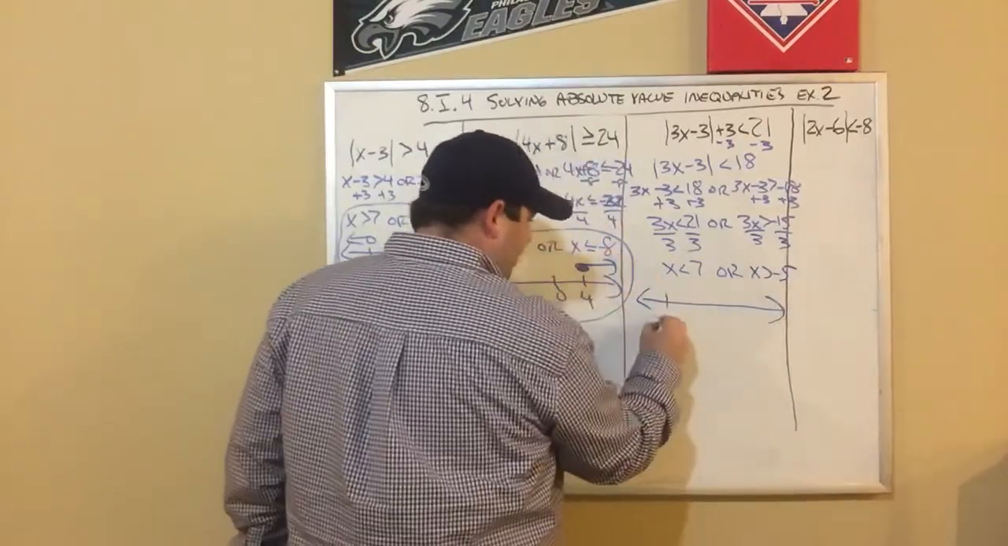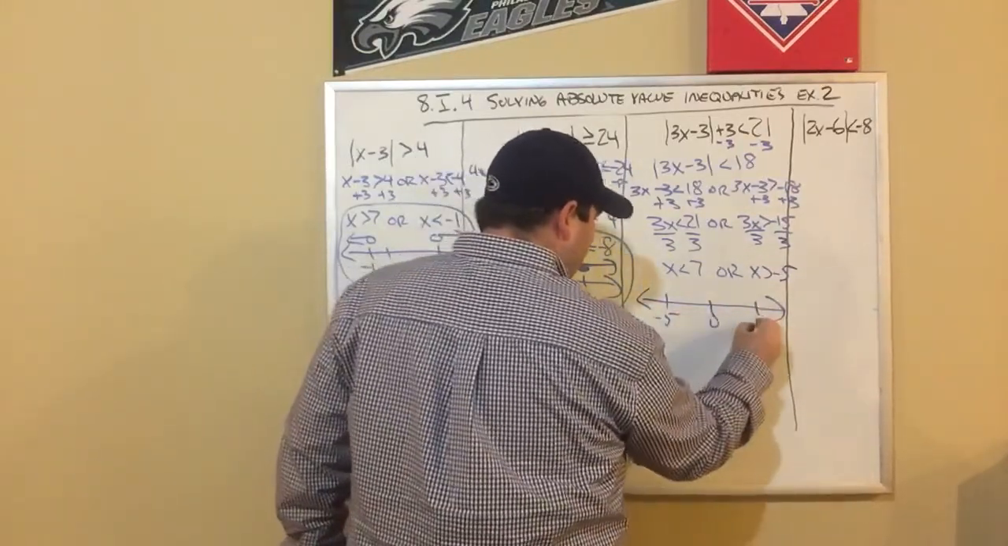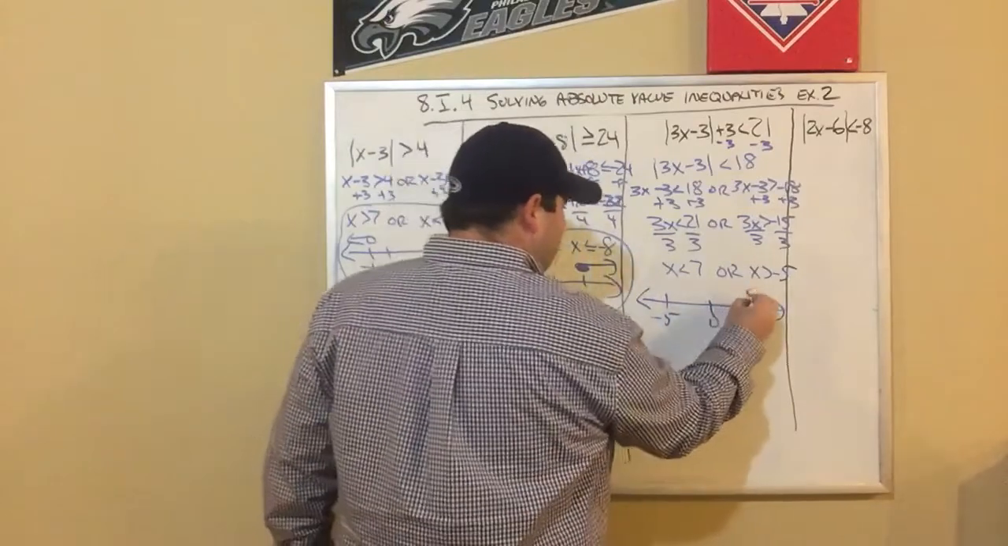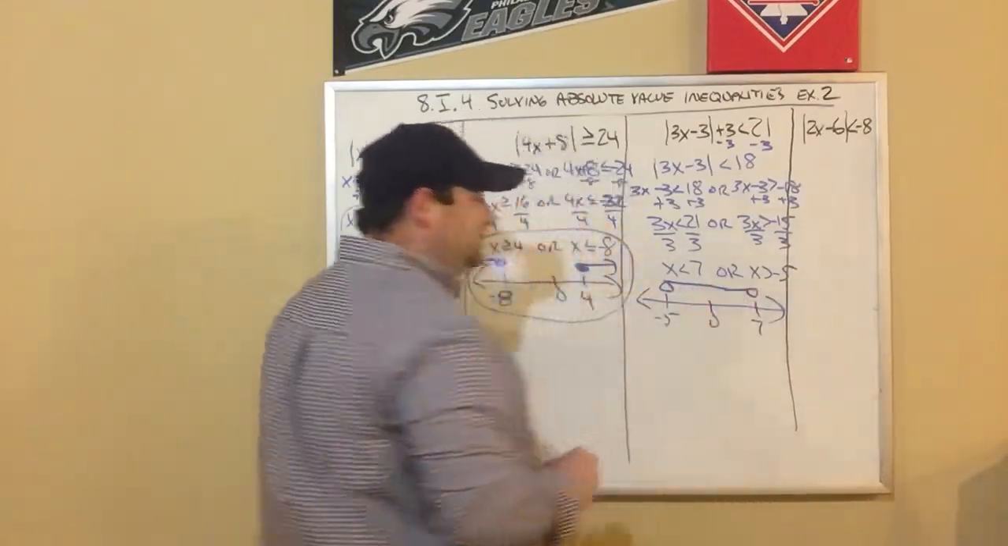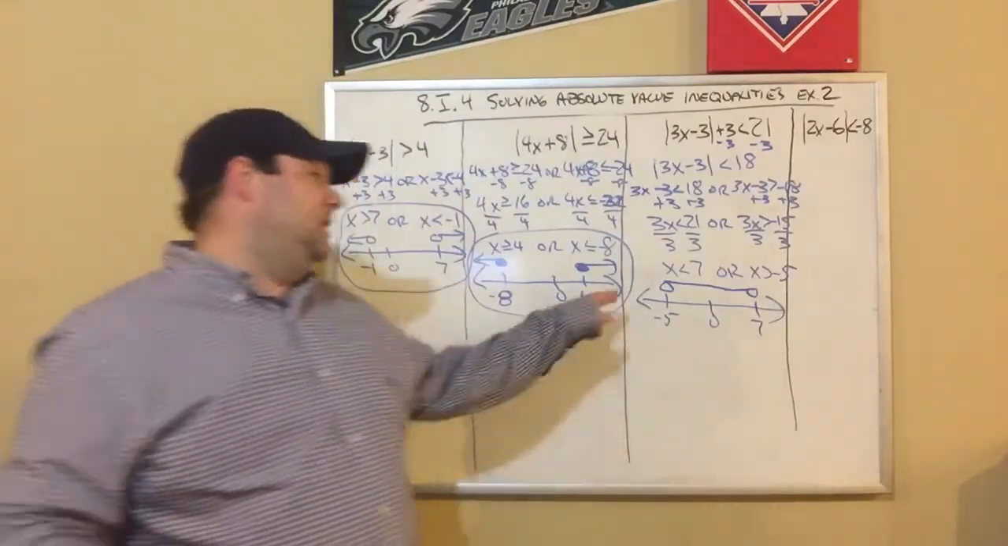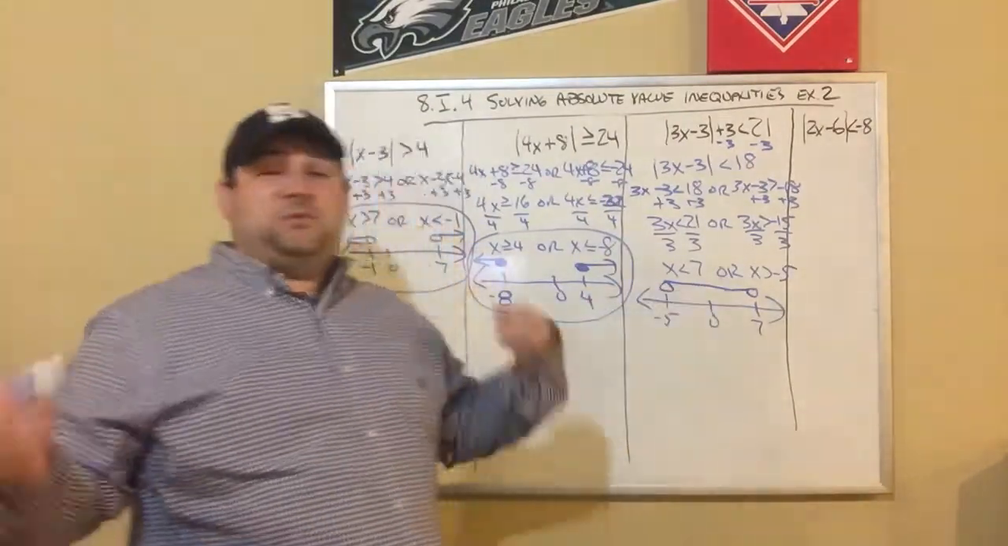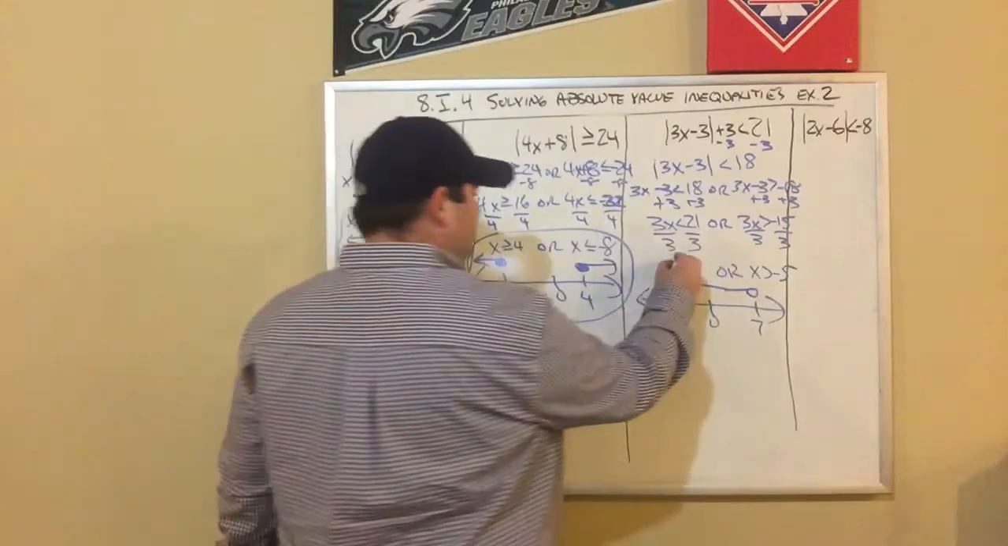Graph that. I got negative 5, 0, 7. So x is less than or equal to 7, greater than or equal to negative 5. So this one, they meet. So they meet on this one. I've got, my answer is going to be between negative 5 and 7.